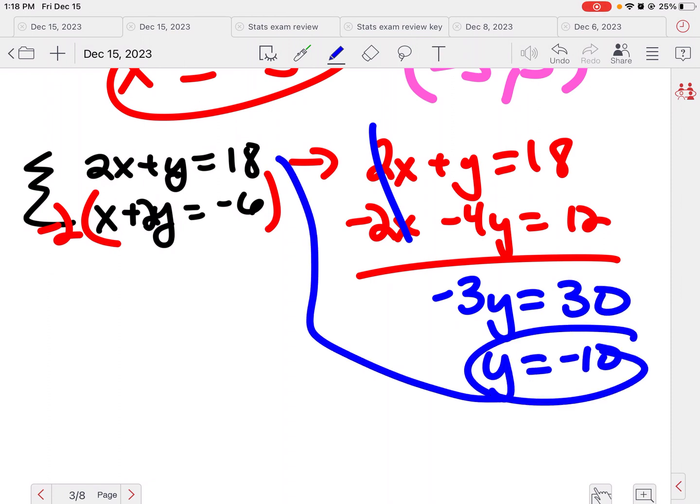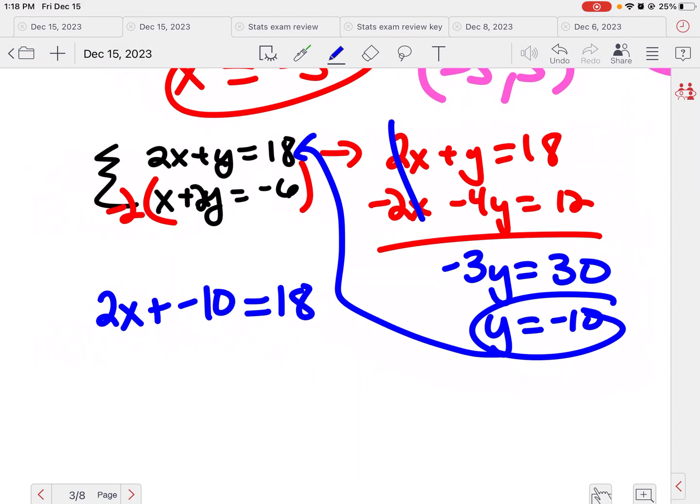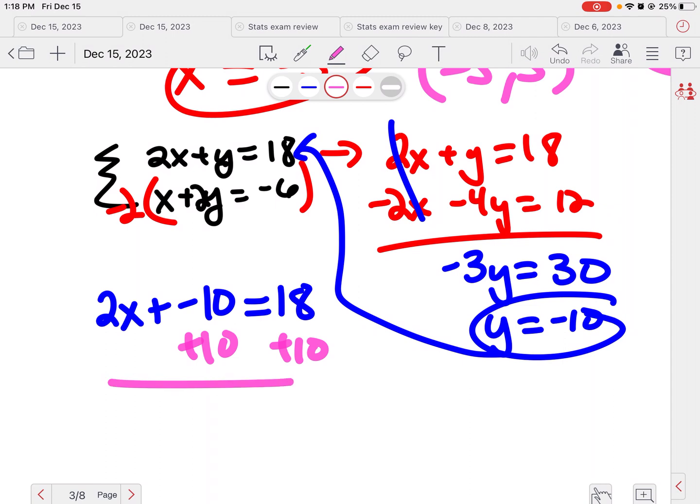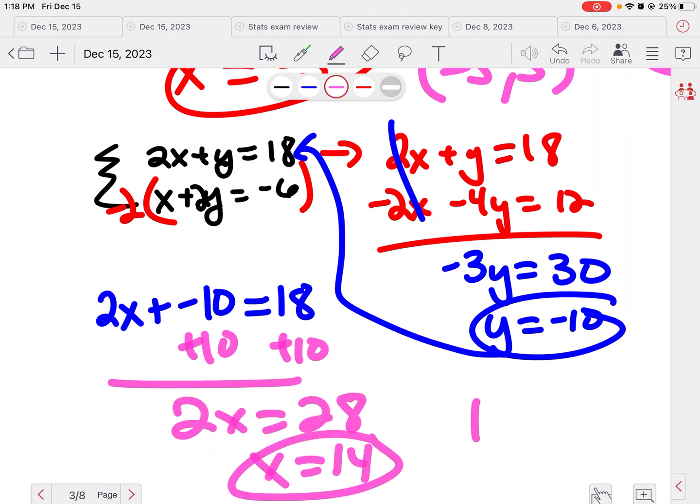We're going to go ahead and plug that back in. I personally would choose the top one here just because y is kind of already by itself, but you could plug it into the top or bottom. And we're going to solve, add 10. So we're going to get 2x equals 28. So x would equal 14. So my final answer would be 14, negative 10.